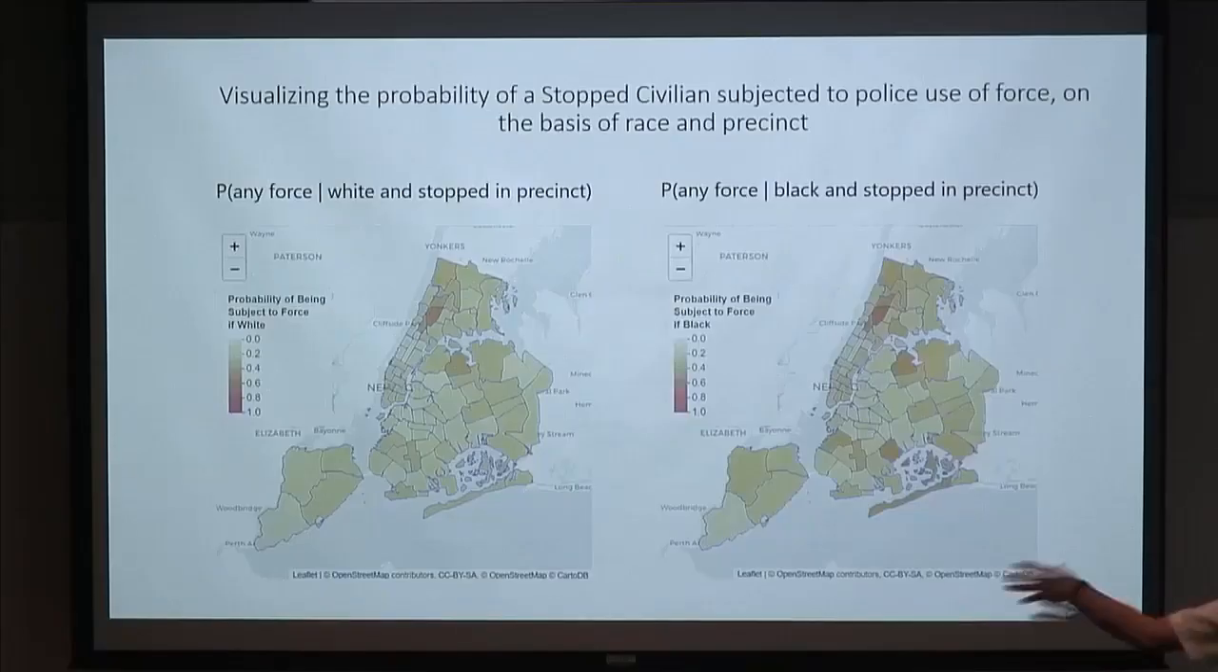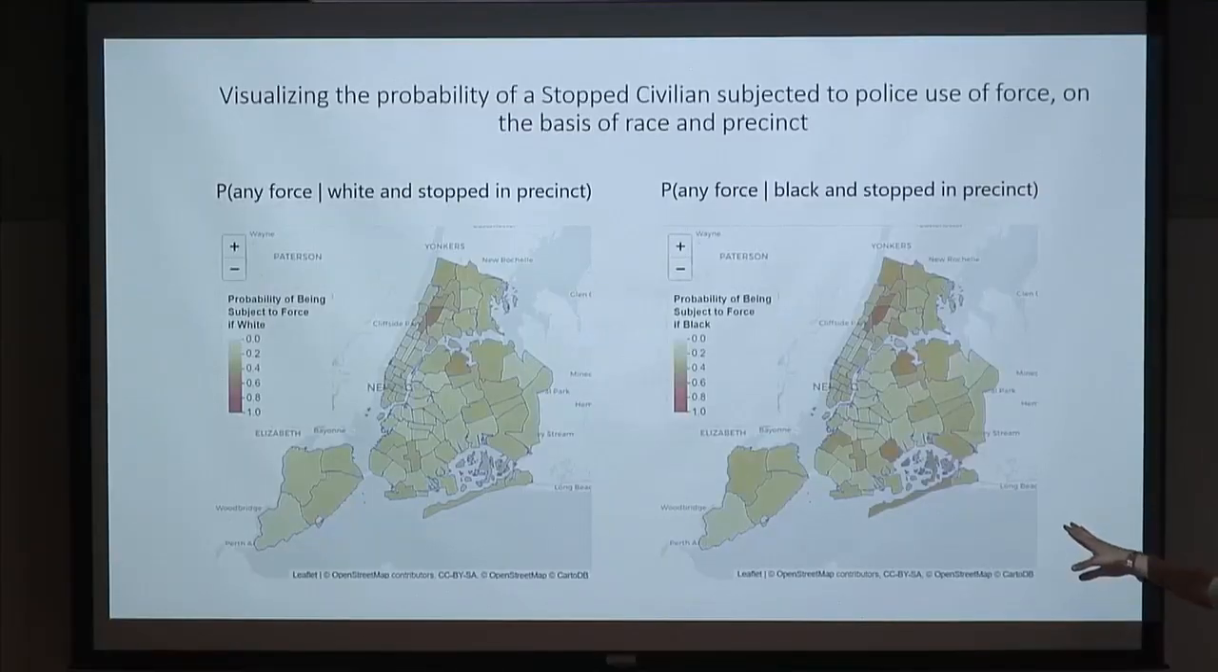So the map on the left indicates, of all of the white people who were stopped in a particular precinct, what fraction of them were subject to any kind of force. And the same goes for the map on the right, but this is for all the black civilians. If the probability of them being subject to any force used is higher, the map is going to get a little darker. There is slightly higher probability for the black civilians who are subject to any force used. But this still is a little unclear. We still don't get a very clear idea of the difference.